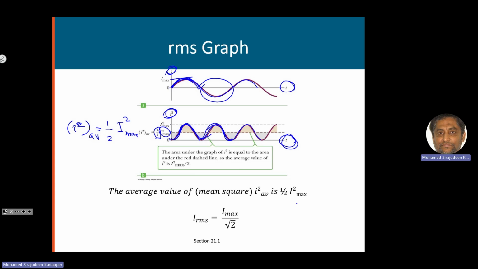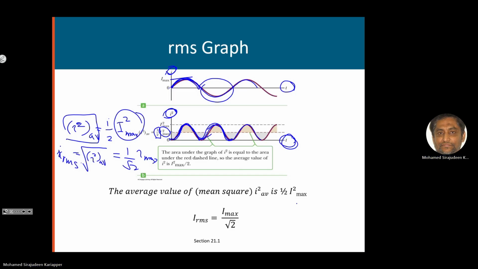Now, what is the definition of RMS? RMS is take the square root of this. That is the meaning of RMS. Take the average of the squares and take the square root. So it is 1 over square root 2. Square root of this will be I max. So we have proved it. RMS value is simply maximum value divided by square root of 2.